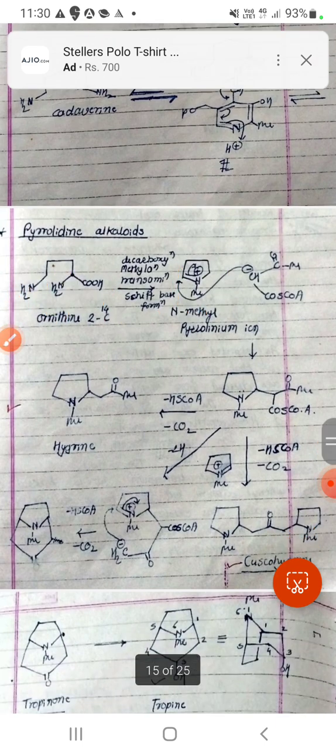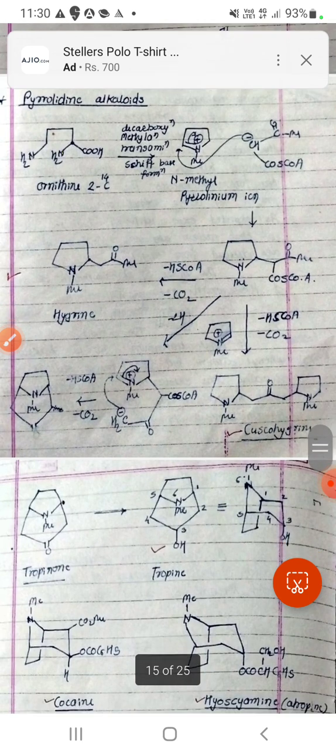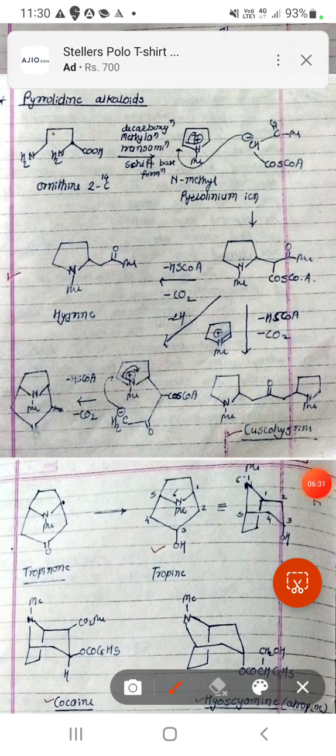So again, this pyrrolinium ion, when it reacts with the enolate of acetyl coenzyme A, we will get this enolate. It will react with the N-methyl pyrrolinium ion, and we will get this compound. So this is the intermediate after removal of coenzyme A SH. It gives the hygrine, and then minus coenzyme A SH and minus CO2, it gives cuscohygrine.